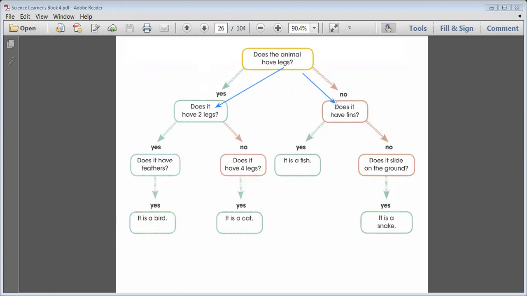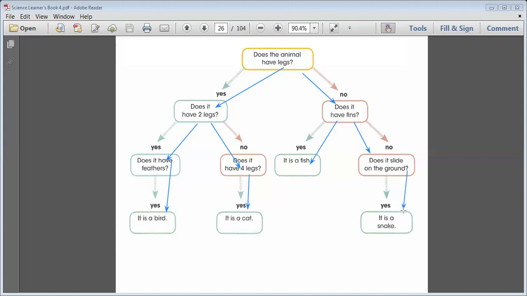Here in this box also there is one question and answer. See here, does it have feathers? That is, it has feathers. Here is, does it have four legs? If animals have four legs, they don't have feathers. Those that have two legs have feathers. So two legs with feathers, it's a bird, and here you see it is a cat. And here, does it have fins? It is a fish. And does it slide on the ground? That's a snake. Okay, this is the key.